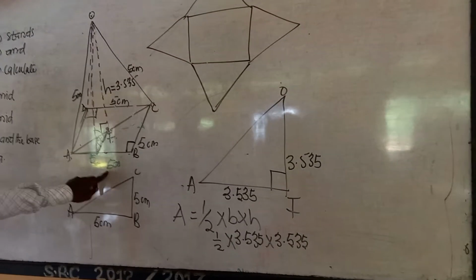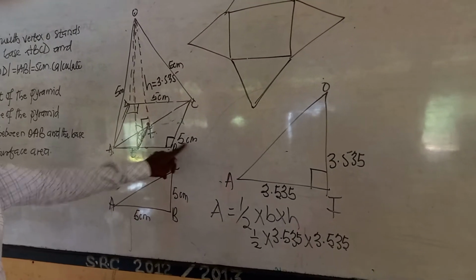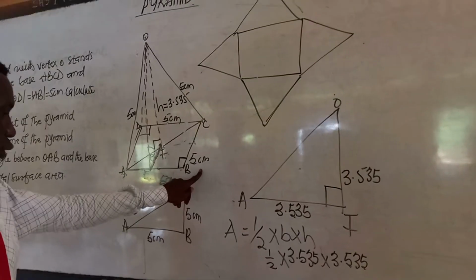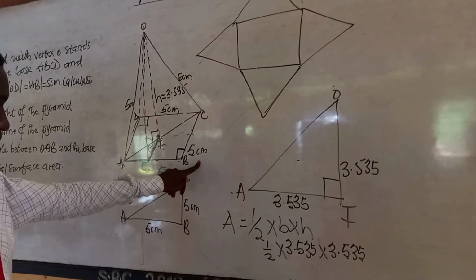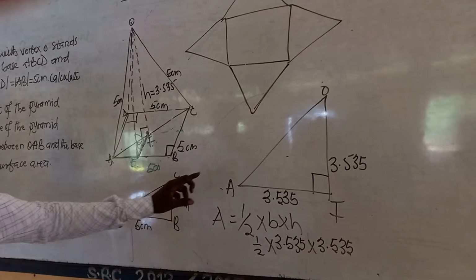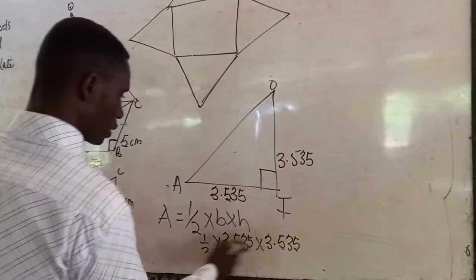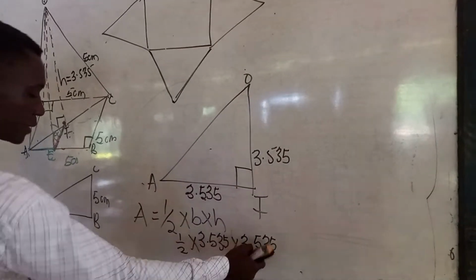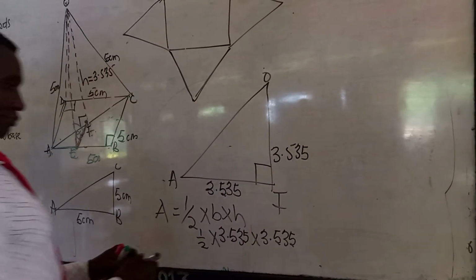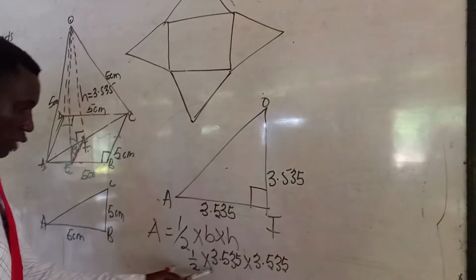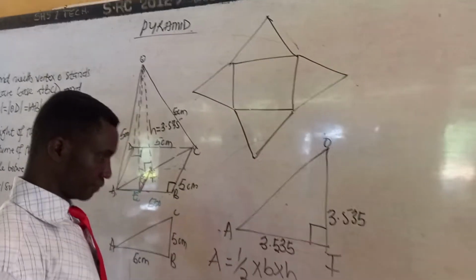You said square root of 50, what do you get? 5 squared plus 5 squared is 25 plus 25, which is 50. Square root of 50 is 7.07, then divide by 2. Multiply these two, then divide the answer by 2. Multiply 3.535 squared.